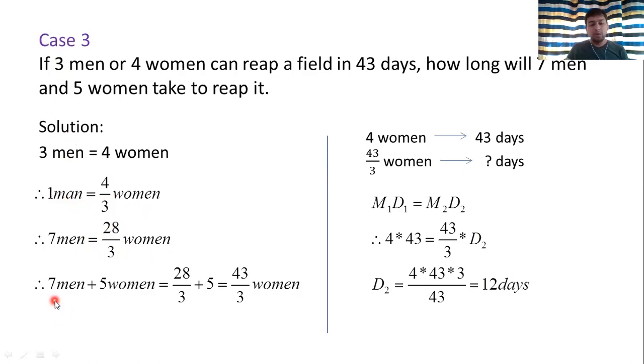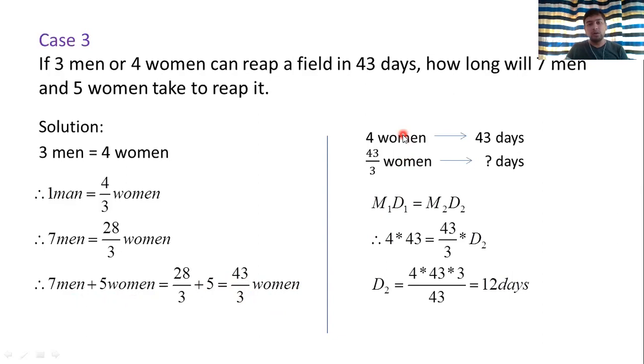Okay, so what we are doing actually, instead of calculating separately how many days a man will take and how many days a woman will take, we are converting the complete workforce either into men or into women, so that calculation will be easy. So we have converted all workers into women. 7 men plus 5 women. Now 7 men means 28 by 3 women, so 28 by 3 plus 5 women. If you solve this, you will get 43 by 3 women. That means 7 men and 5 women is equivalent to 43 by 3 women.